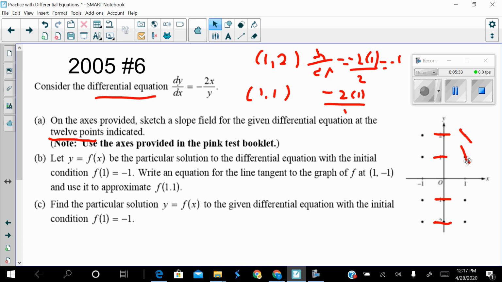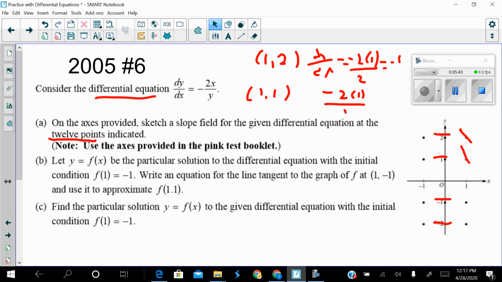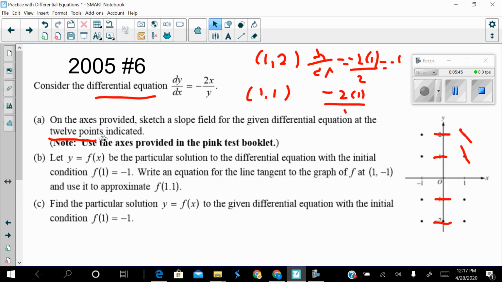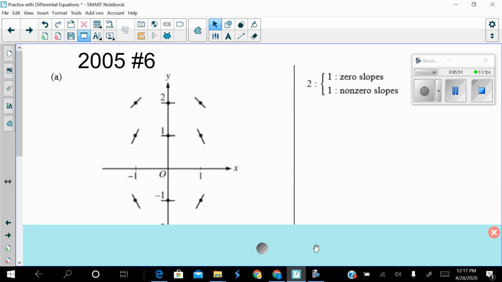And then you'd have to go through that process, drawing these little line segments. And just so you can see what it would look like, you'd have to make sure you got all 12 of them. If they tell you 12 points, make sure you have all 12 points. I'll just show you what that looks like. So when you're all done, this is what it should look like.